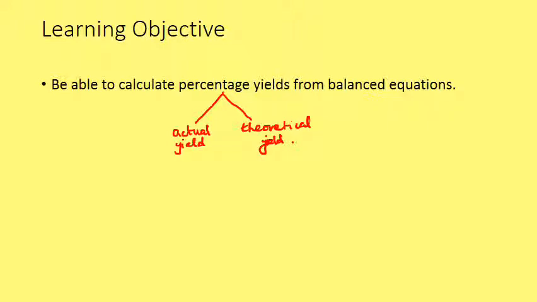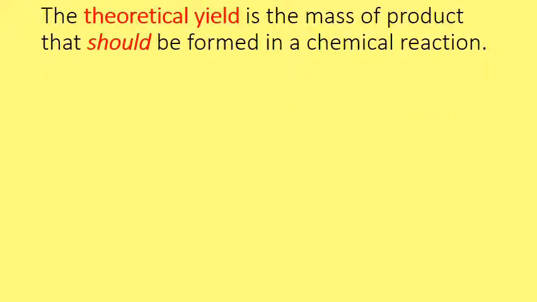Okay, so let's start off thinking about the theoretical yield. And here we have a statement saying what theoretical yield is. It is the mass of the product that should be formed in a chemical reaction. So you're going to have a balanced equation, and it's the maximum amount of product that you're going to get given the amount of reactant that you start with.